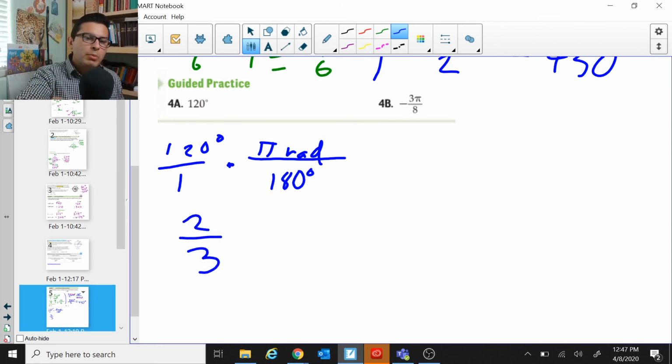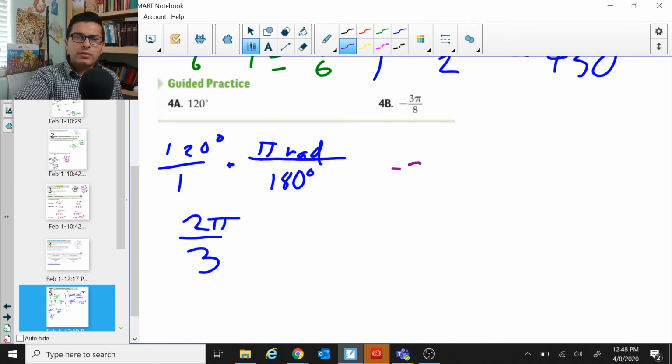So I'm going to write down 2/3. Now remember, this pi is still there. What do I do with the pi? I just place it on top, and this is going to be my finalized answer, 2pi/3 radians. Let's try out for B.